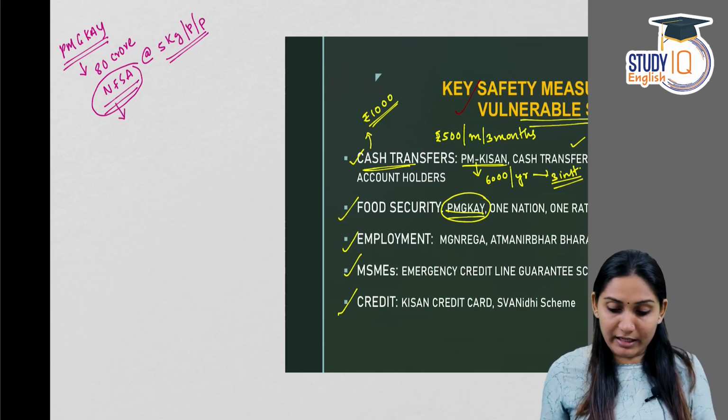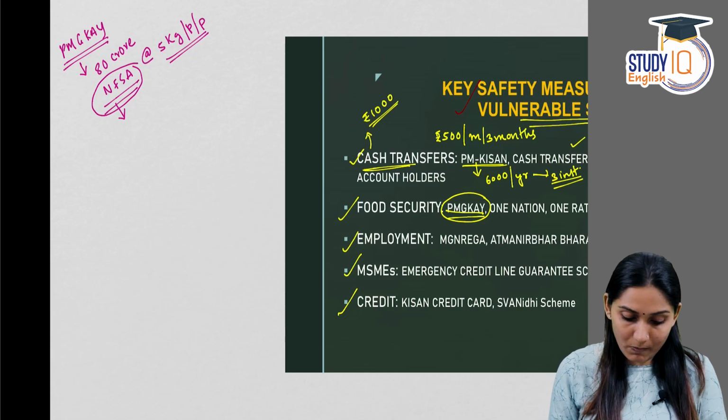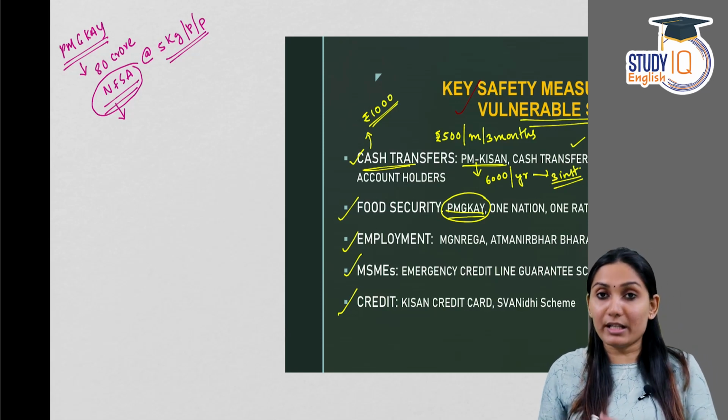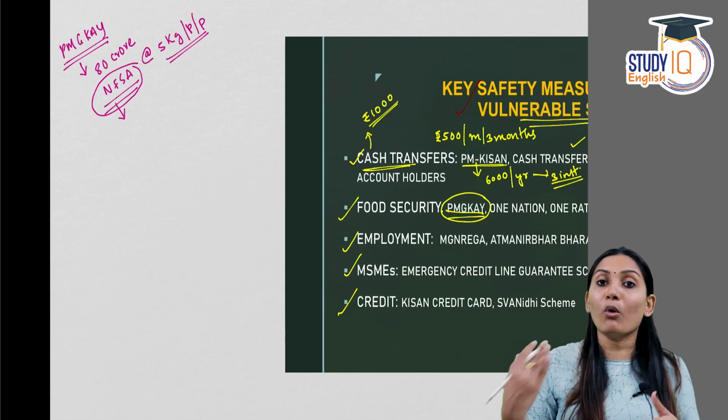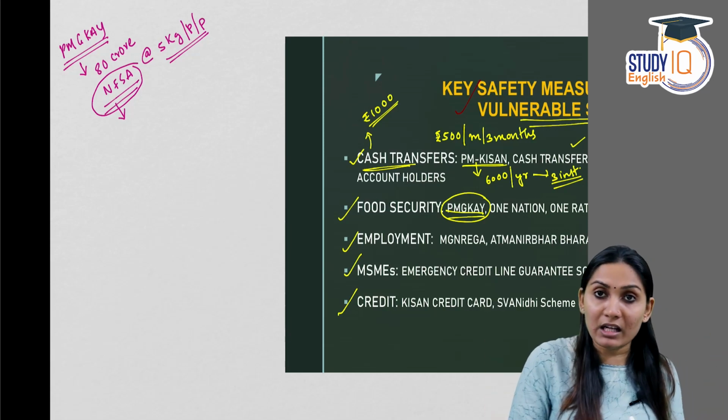So already under the NFSA, a certain quantity of food commodities or food grains are provided, and this 5 kg per person per month is over and above what was already being given under the NFSA.